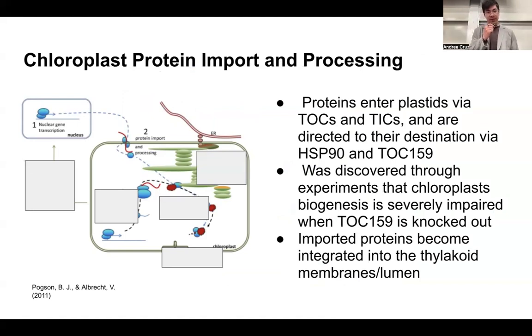So one of the first steps in chloroplast development is the protein import and processing. Proteins enter plastids via TOCs and TICs and are directed to their destination via HSP90 and TOC159. It was discovered through experiments that chloroplast biogenesis is severely impaired when TOC159 is knocked out. Imported proteins become integrated into the thylakoid membranes and lumens, which contributes to their overall structural development.